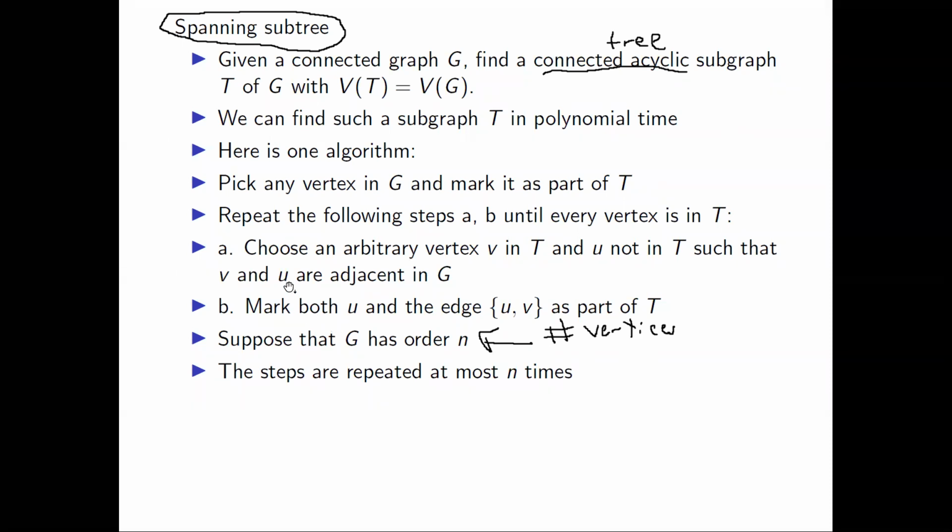So each time we perform these steps, we add a vertex to T and we add an edge to T. And since we only have a total of n vertices, we can only perform these steps at most n times, or else we would have too many vertices in T. We would run out of vertices in G to add to T. So these steps are only repeated at most n times. And so we'd like to get some upper bound on the running time of these steps.